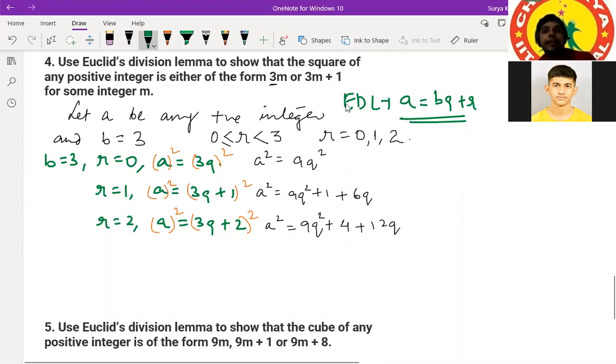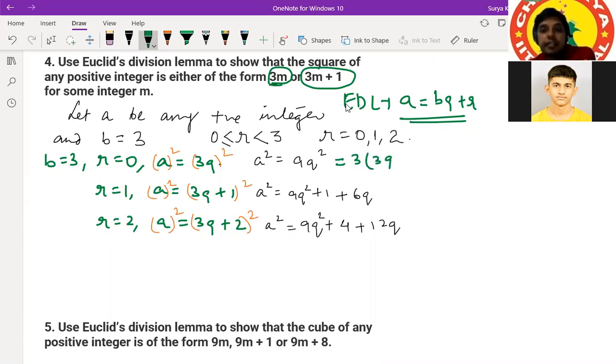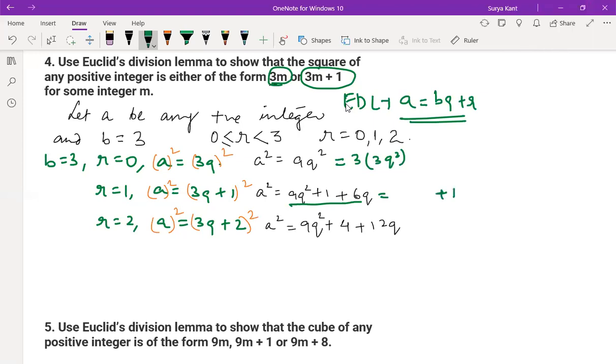Yes, sir. Okay, so the next step is we have to bring it into 3m or 3m plus 1 form. Everything should be in this form only. So we can write again as 3 into 3q square. We can write like this. Again, for 3m plus 1, we try to bring this plus 1 outside, and we can write here 9q square plus 6q. This is clear, children, what I've written here?